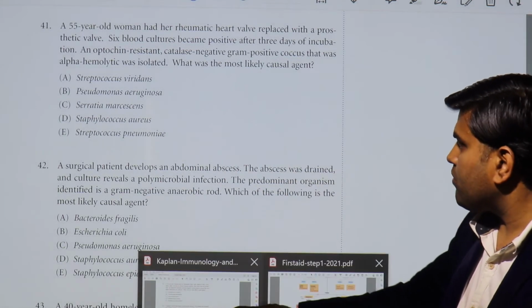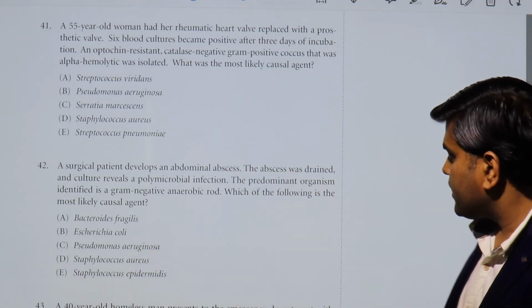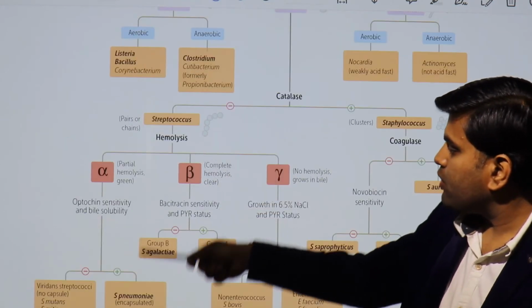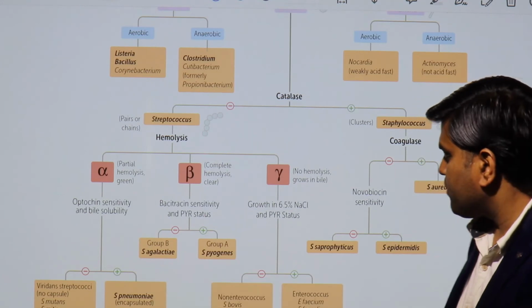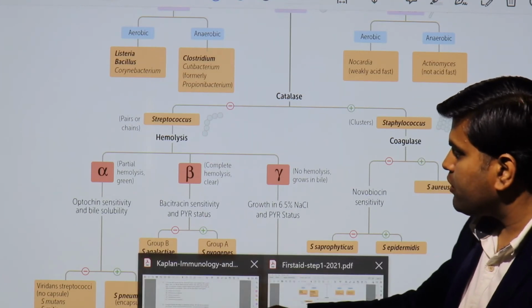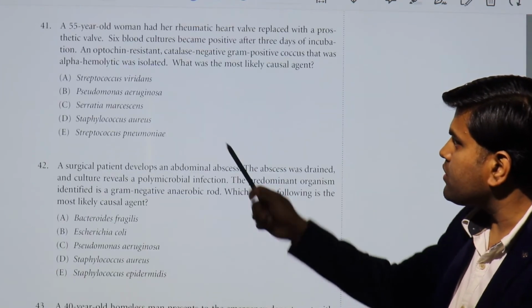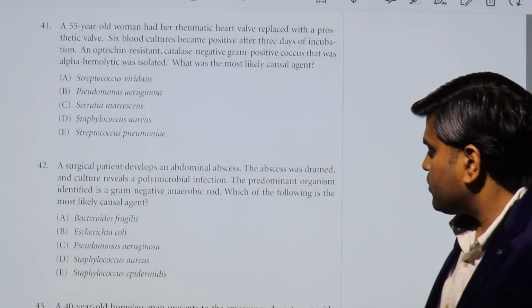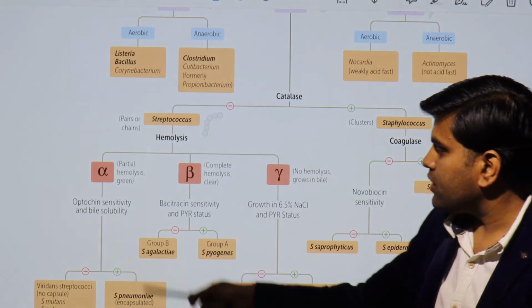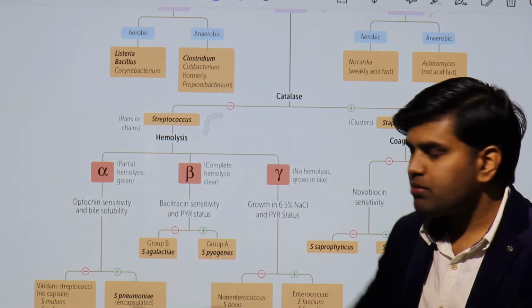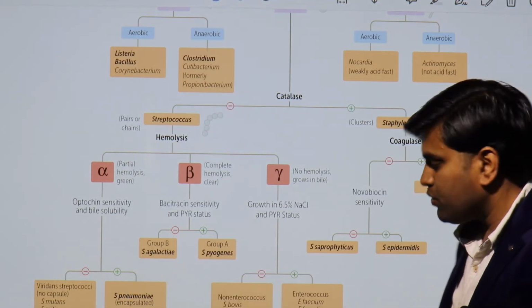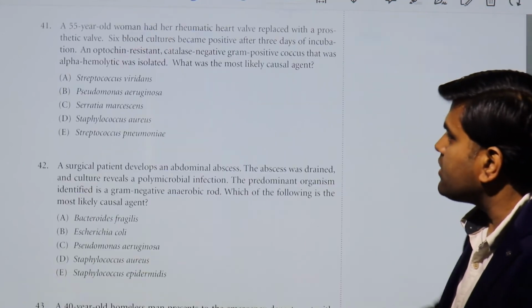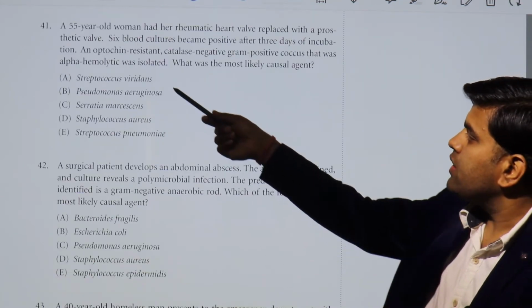So we are talking about alpha hemolytic, which is Streptococcus pneumoniae and the viridans group of Streptococci. And again they will give you information that leads to differences between them. That is optochin resistance. Which one is the optochin resistant? Optochin sensitive is Streptococcus pneumoniae, resistant is the viridans group of Streptococci. So your answer is the viridans group of Streptococci, and that is A.